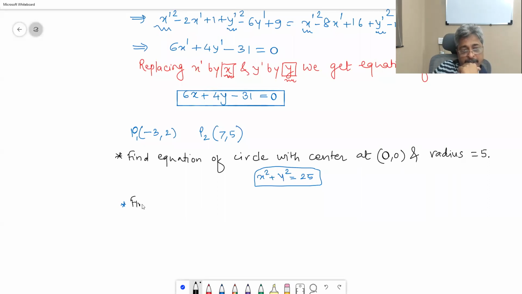Find equation of circle with center at 1, 3 and radius equal to 7.